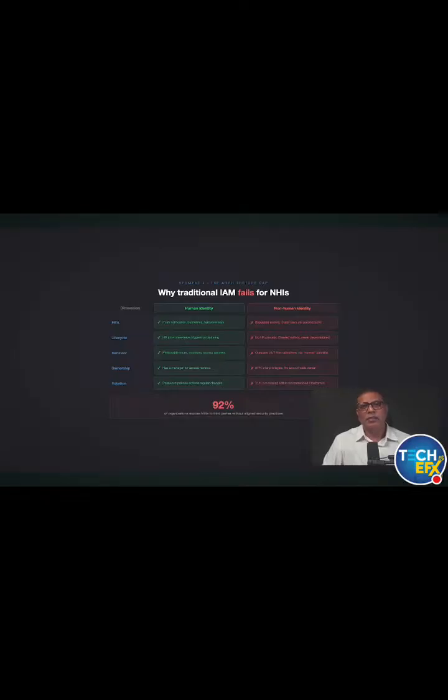Also, reason 3 is no behavioral baseline pattern. Your IAM system knows what normal looks like for human users: they work specific hours and access systems from consistent locations. So for human users, there are predictable hours, locations, and access patterns, right? In the case of NHIs, they operate 24/7 from anywhere. There is no normal to baseline against.